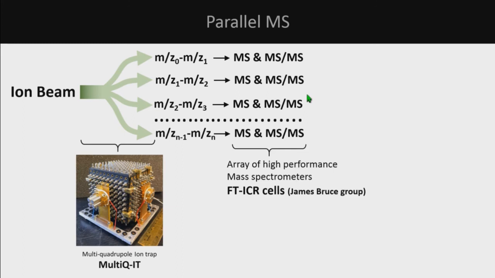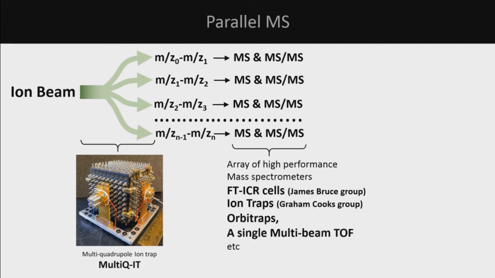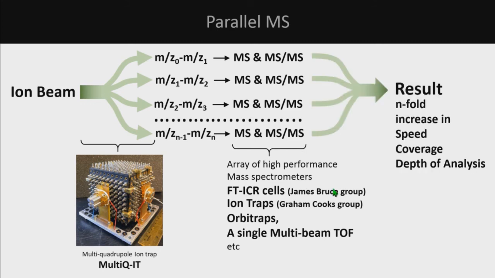For example, an array of FTR cells that was beautifully shown in James Bruce's group from Washington University. Or we can use an array of ion traps that were developed in Graham Cooks' lab, or an array of RB traps, or a single multi-beam time-of-flight mass spectrometer. One can show that the result obtained using this parallel approach will increase speed, coverage and depth of analysis n-fold, where n is the number of simultaneous parallel channels in which we analyze the ions.